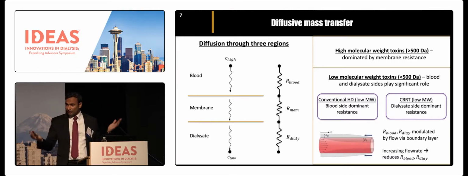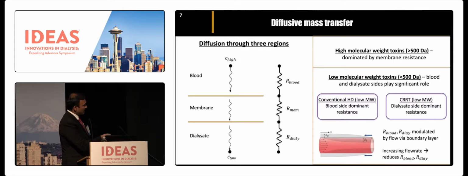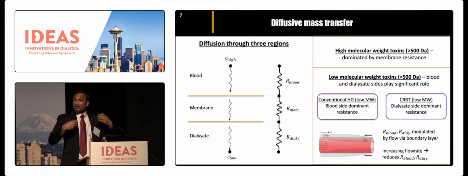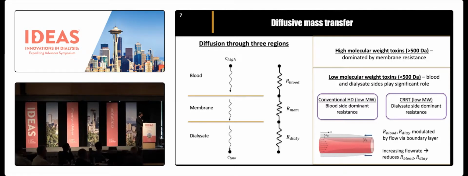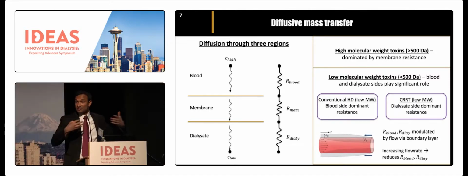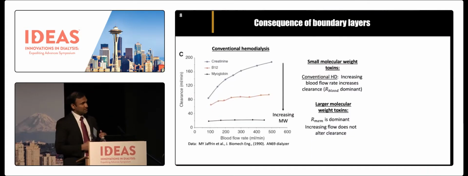Now, in our review article, we actually discuss how the resistances come about. The main thing we just want to point out is that basically on the blood and dialysate side, the rate of diffusion actually is modulated by the flow due to the creation of what is known as concentration boundary layers. Okay? And the big thing that you want to get out of this is that they can be modulated by flow, and if you increase the flow rate on the blood side or the dialysate side, you can change the resistance to mass transfer, and you can adjust the rate at which solutes clear. Okay?